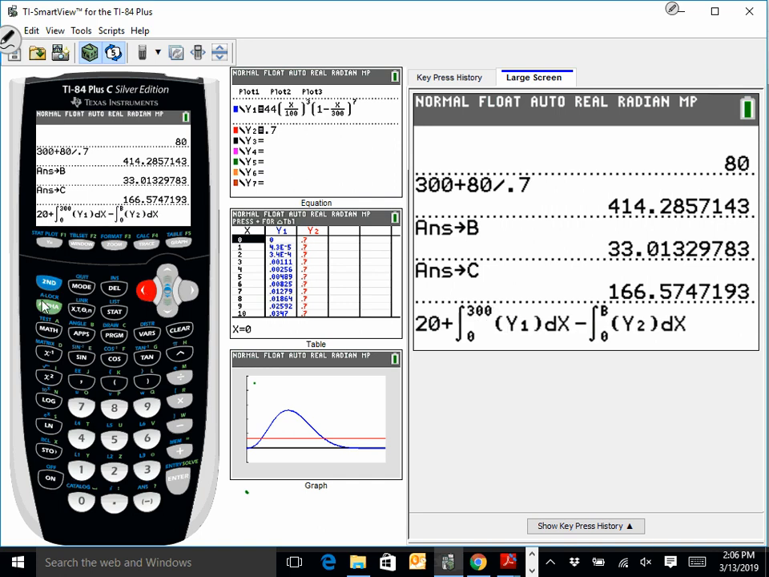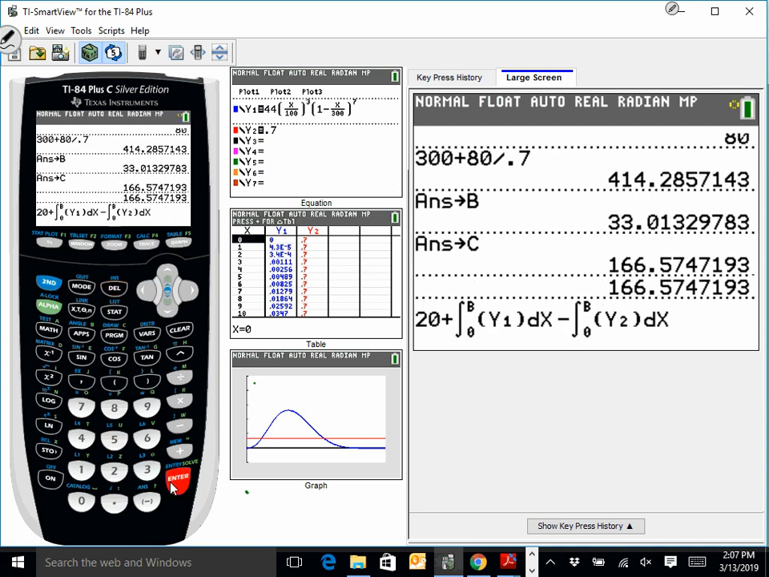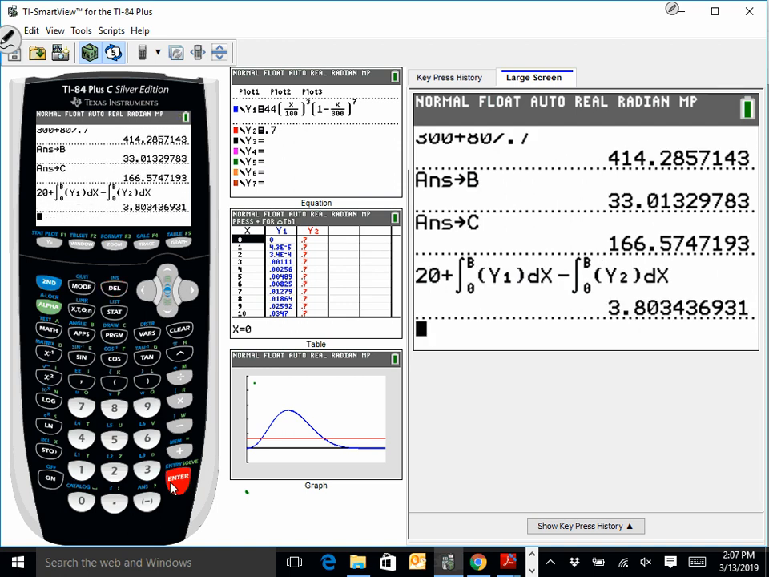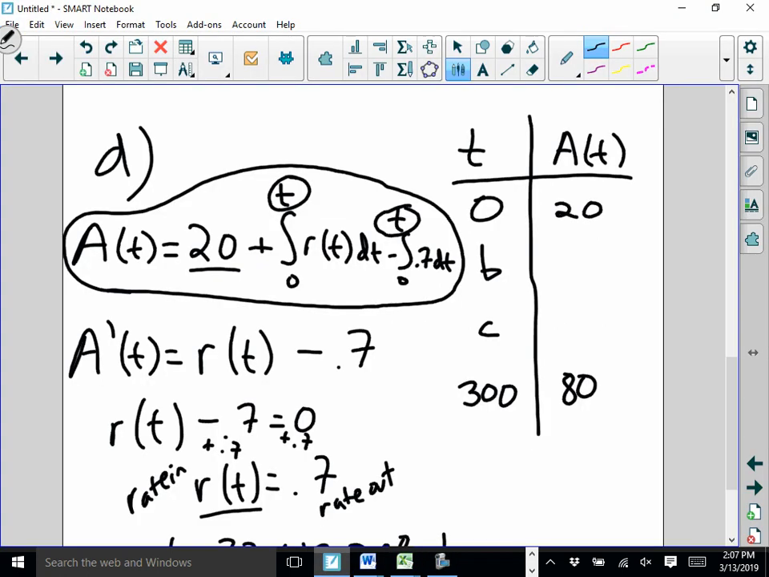I got to get rid of the 0 there and the 0 there. And I get 3.803. This number I can round to 3 decimal places because it's my final answer. 3.803. That looks like a good candidate for our absolute min. But we should check the other critical point too. So let's go ahead and do that.